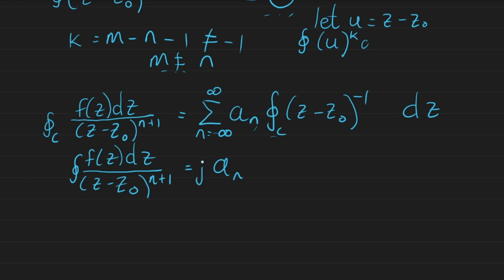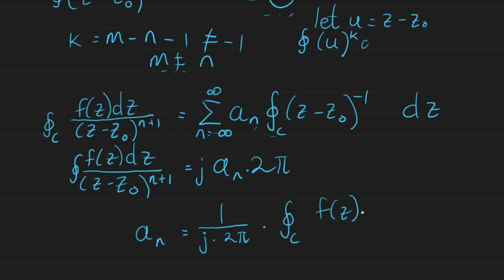Just write the j in front, and we have times 2 pi. So all we do is we solve for an. And when we solve for an, then what we get is that this thing is equal to 1 over j times 2 pi times this integral around this closed path of f of z times dz divided by z minus z naught to the power n plus 1. Okay?